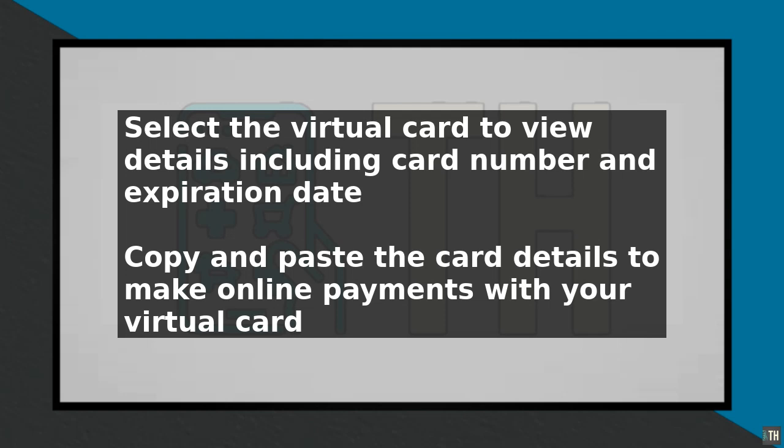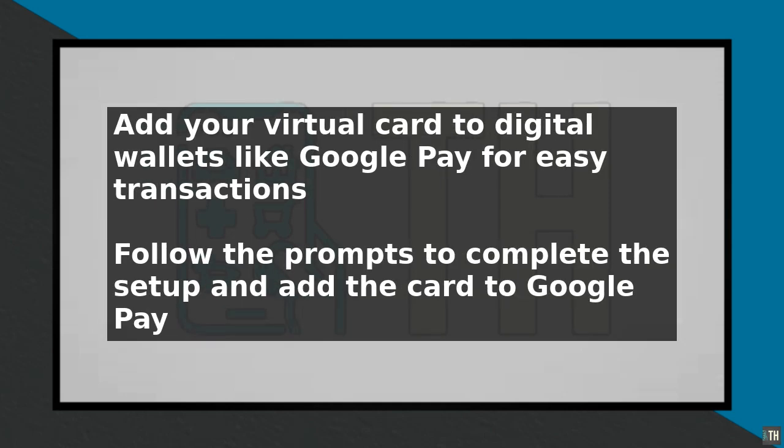To use your virtual card for online payments, simply copy and paste the card details into the required fields when checking out. Make sure to use the correct card number, expiration date, and security code to avoid any issues with the transaction. You can also add your virtual card to digital wallets such as Google Pay.